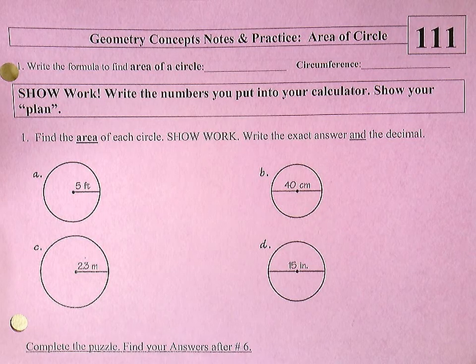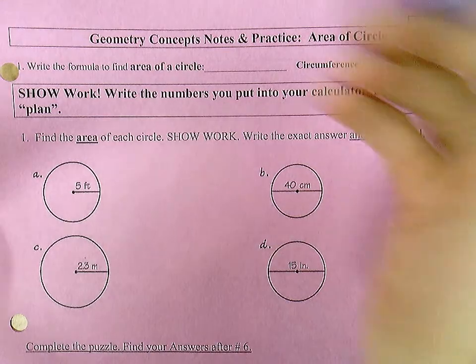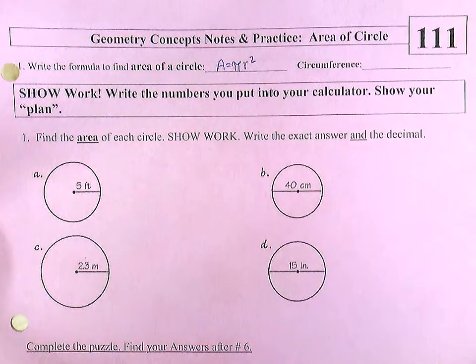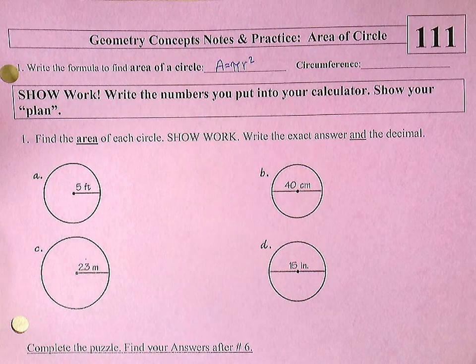So the formula for area of a circle is pi r squared. Okay, so pi times the radius squared. You cannot use the diameter, you have to use the radius. If you're given a diameter, you have to divide that by 2 to get the radius in order to square it. So r squared is not the same as the diameter.